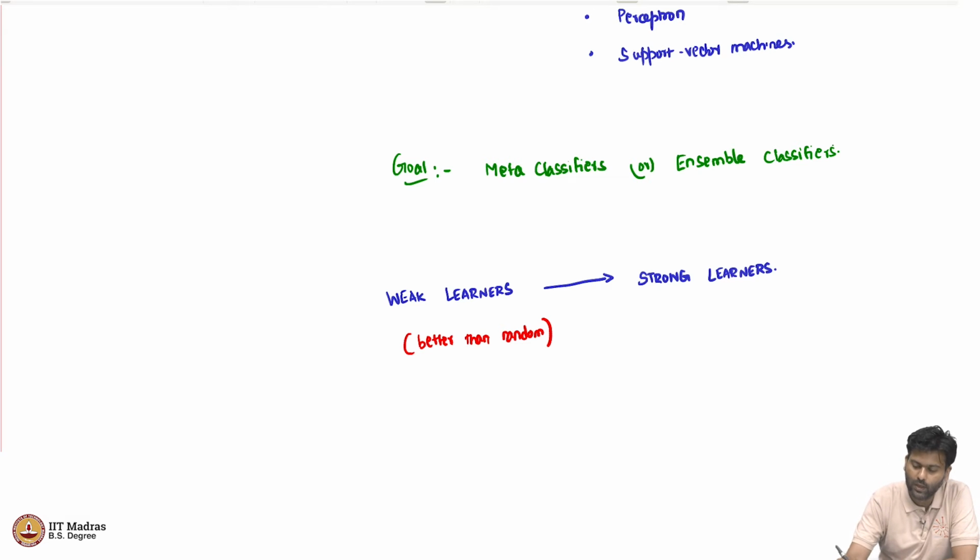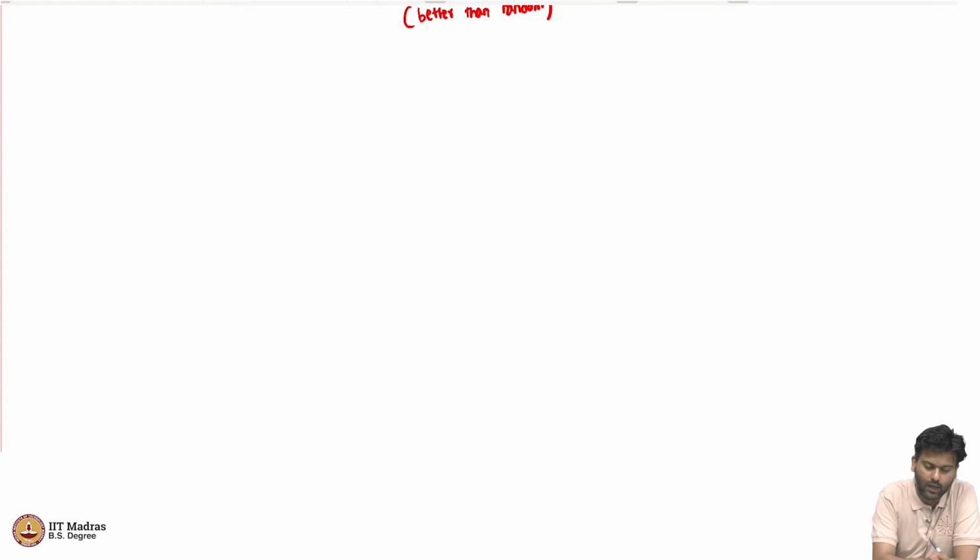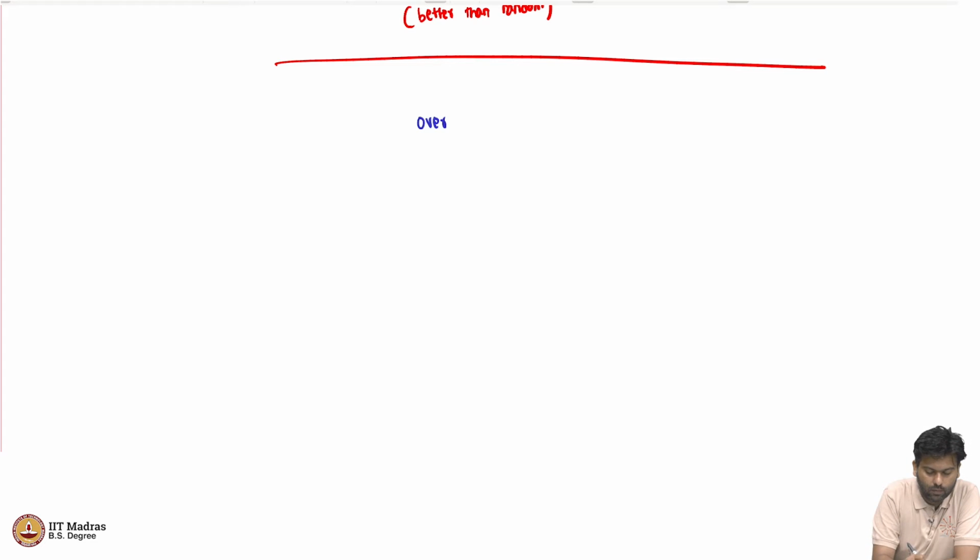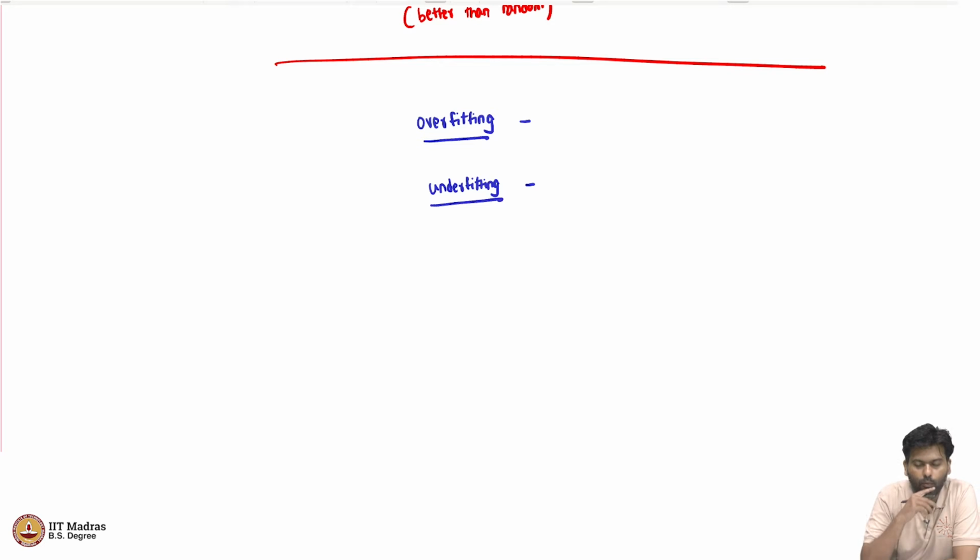For this, we need to understand the terms overfitting and underfitting at a broad level. So, overfitting and underfitting are two terms which we will try to understand first, and then we will look at what weak learning means in this context.